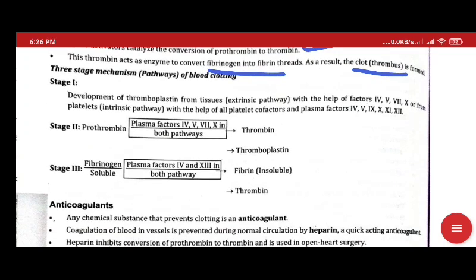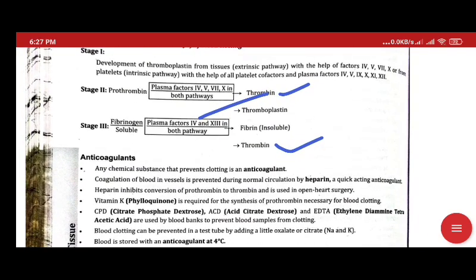Now here is the pathway: prothrombin is converted to thrombin due to the activated complex of prothrombin. Now this thrombin acts on fibrinogen, and fibrinogen makes fibrin. And that fibrin is the fiber thread for the clotting.